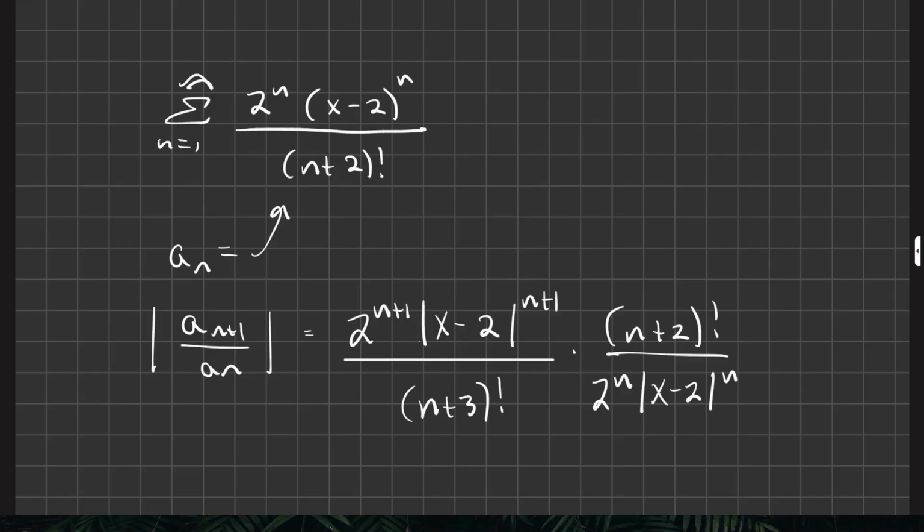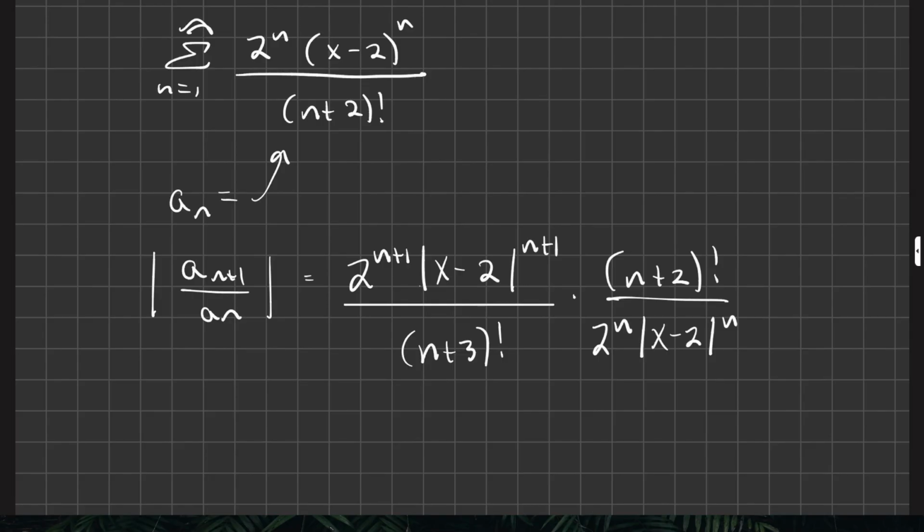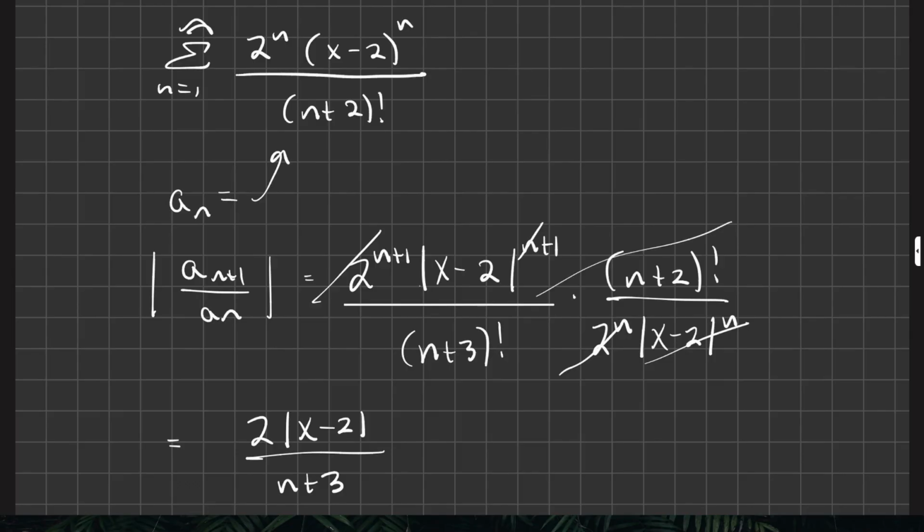Okay, so we can see from some nice simplification that we're going to get rid of one of these. And likewise, we're going to get rid of a 2 to the n and just be left with a 2 to the first power. And we can use the fact that n plus 1 factorial is n plus 1 times n factorial. So this will just come out to 2 times the absolute value of x minus 2 over just n plus 3, because we'd lose one of those factorial terms by using that identity.